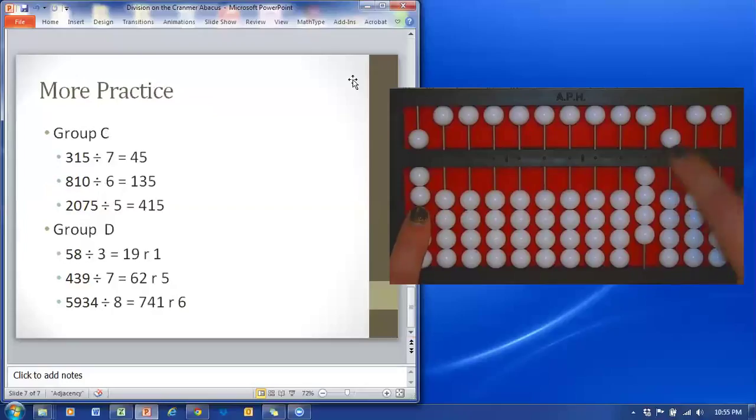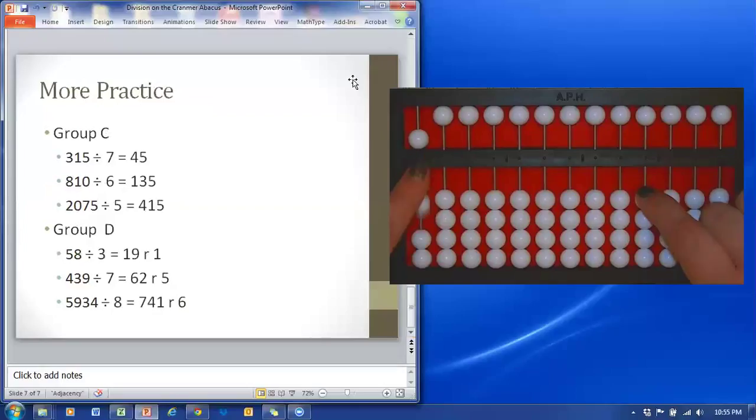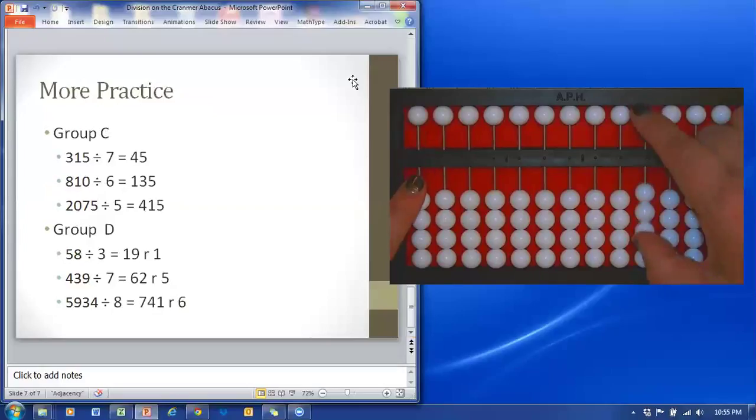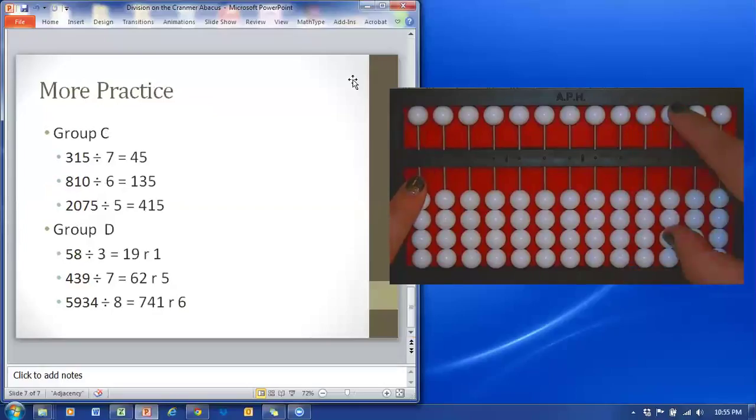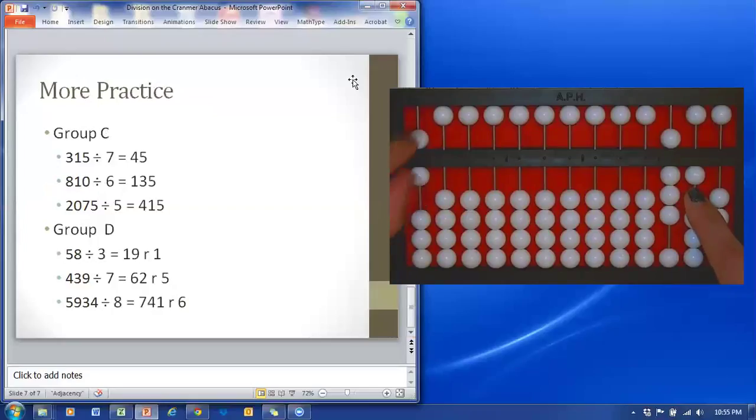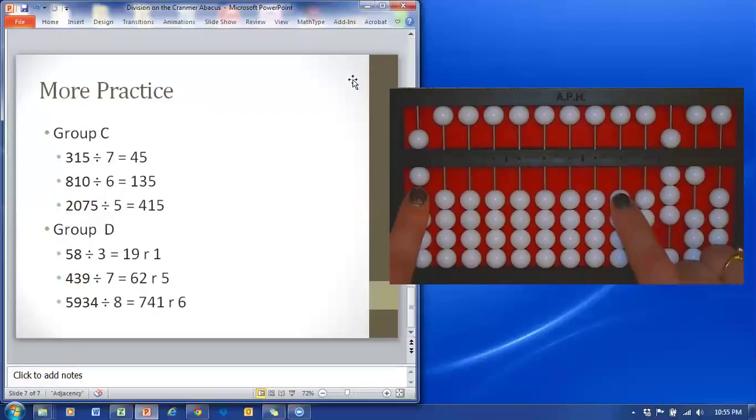Okay, let's go ahead and do 810 divided by 6. 810. And I'm dividing by 6. So first I'm going to take 6 into the 8. It goes 1 time. Move over 2 columns and place that 1. 1 times 6 is 6, so we're going to subtract off 0. And then in the next column, 5, 6.